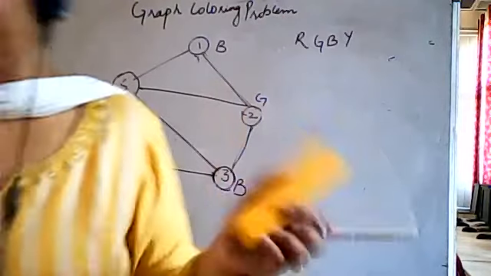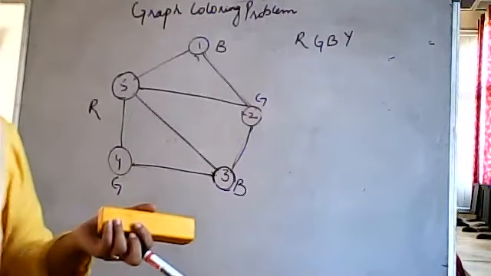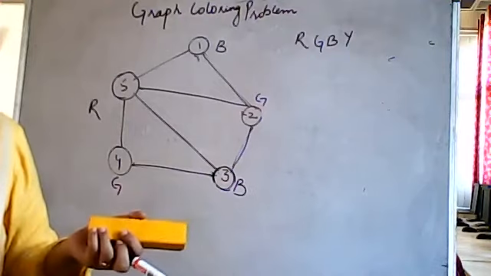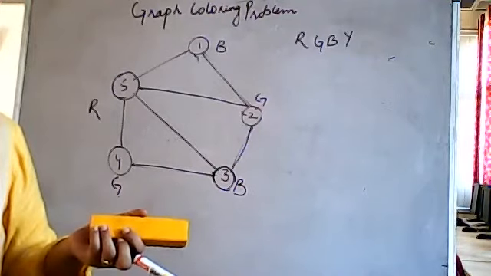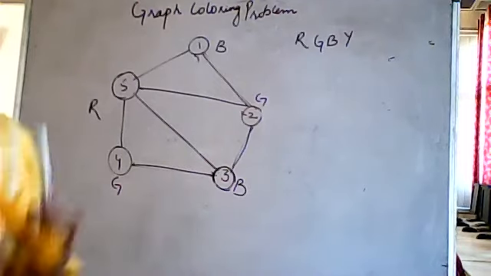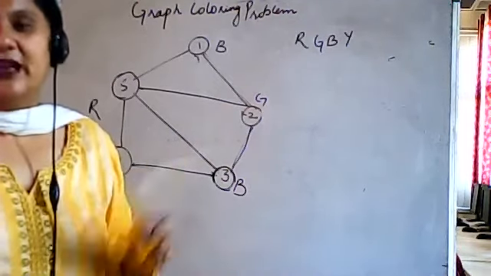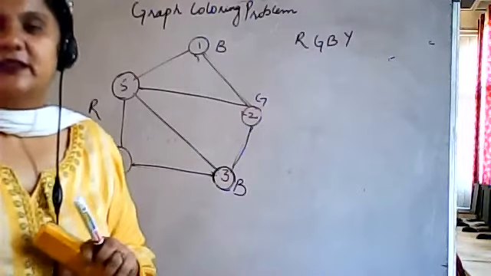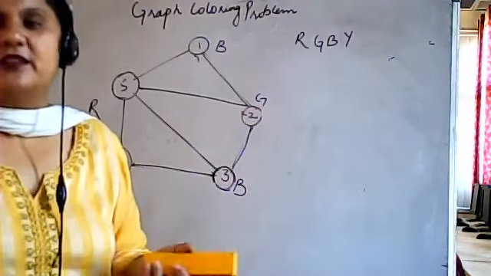Will we be able to paint this with four colors? Yes, ma'am. Why? Ma'am, we will be able to, but we want the minimum number of colors. That is a separate question. I have not asked you what is the minimum number of colors required. That we have found. The minimum number of colors required is three.